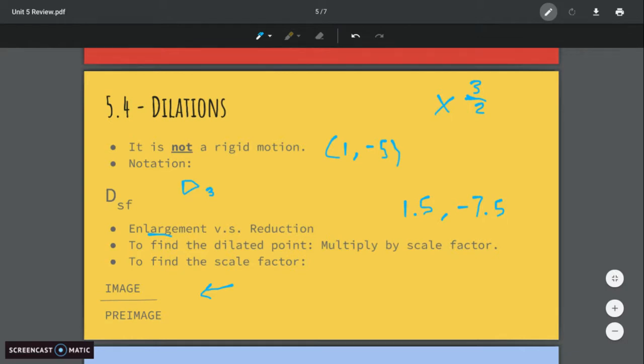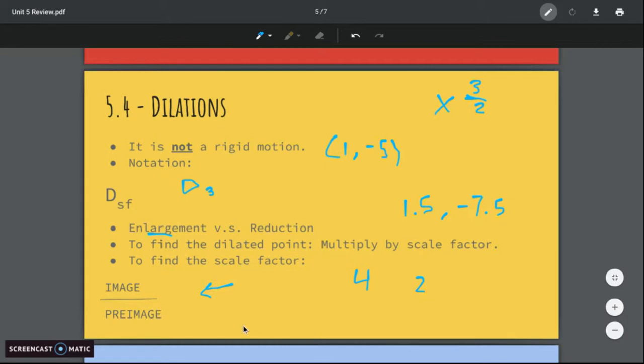But if you're trying to find the scale factor, let's say you went from 4, now you're at 2. And let's say this is the image, this is the pre-image. So image over pre-image, 2 over 4 reduces to 1 over 2. So there's a scale factor of 1/2. Okay.